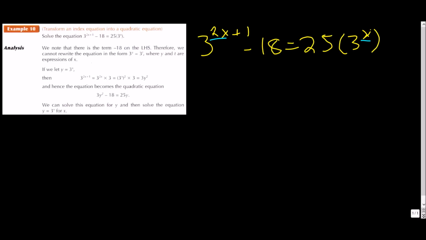So our first step is to realize that we have a plus 1 added on to this part where there's a 2x. When we add to an exponent by doing a plus 1, what we're actually doing is multiplying our base by another version of the base. So 3 to the 2x plus 1 is the same thing as 3 to the 2x times 3 to the first. And we're going to keep everything else the same.